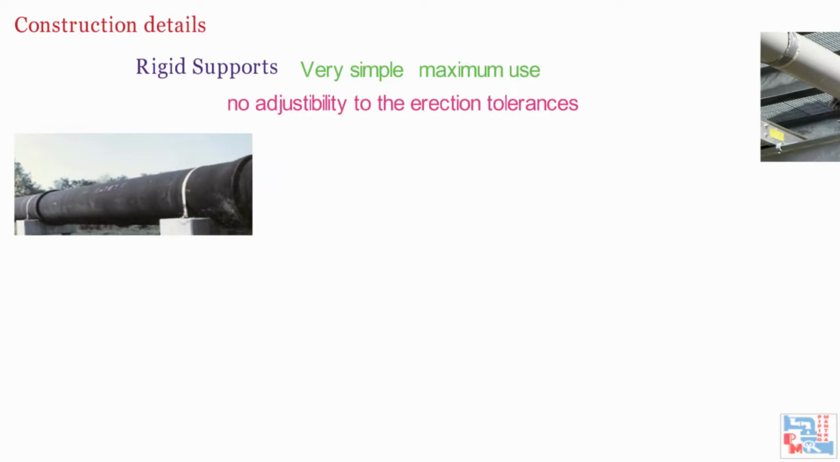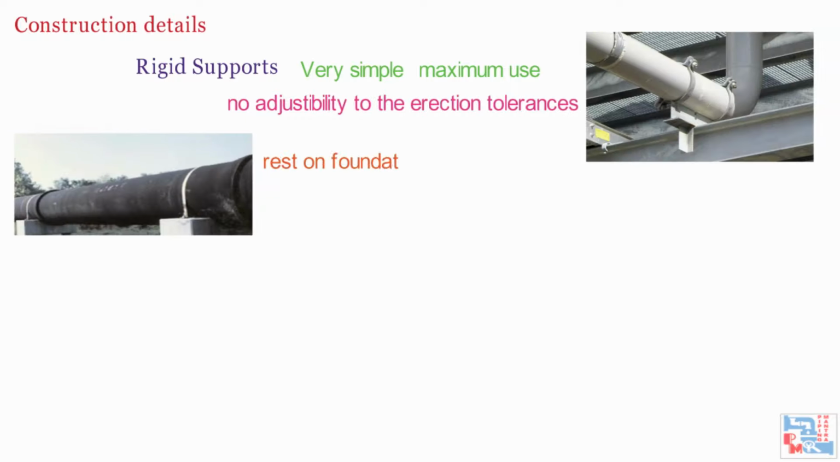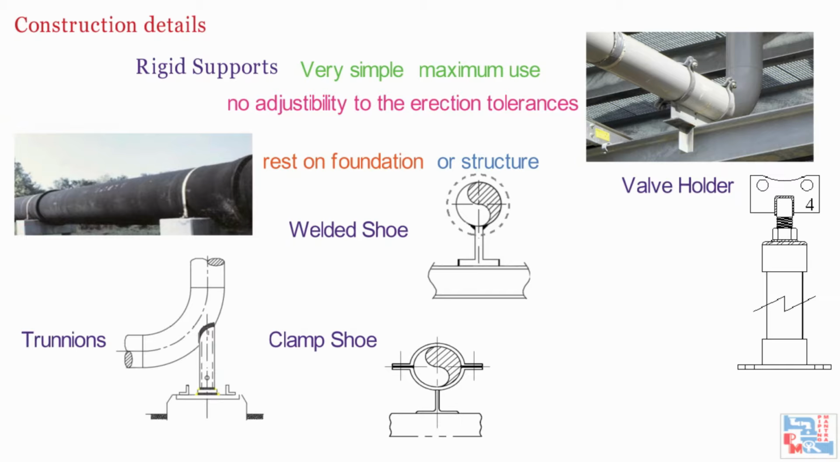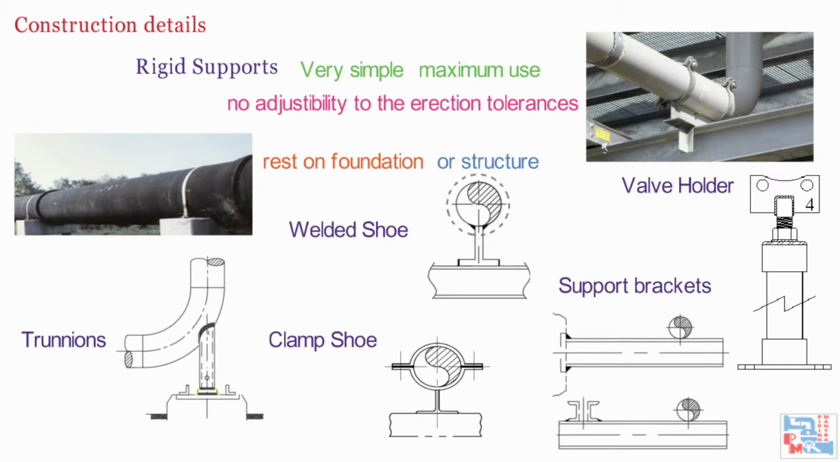This type of support arrangement is generally very simple and has maximum use in piping. It does not have adjustability to the erection tolerances. It will directly rest on foundation or structure which is supporting the pipe. Common types of rigid supports are welded shoe, clamped shoe, trunnions, valve holders, and support brackets like secondary supports.